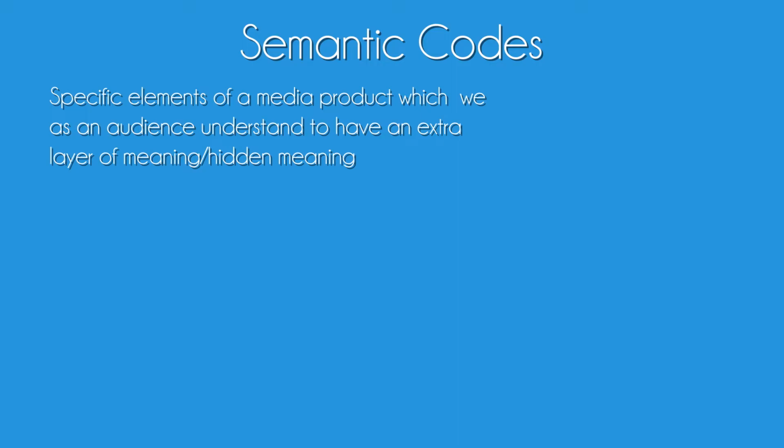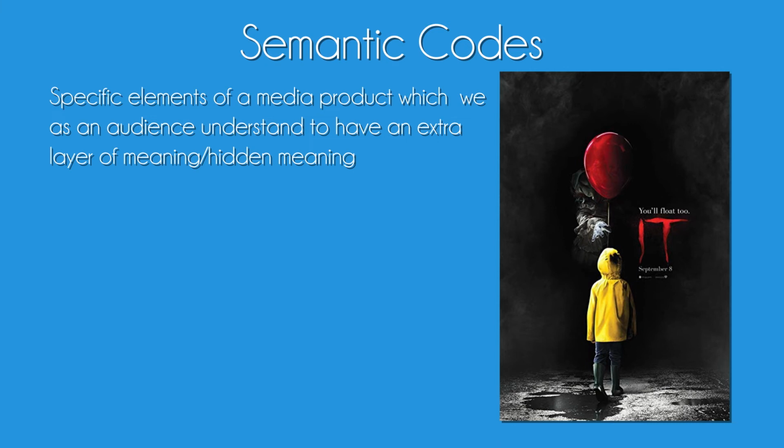So an example would be the use of dark colours and the colour red in horror films and horror film posters to connote danger and blood, such as in the movie poster for It, which we can see on screen now. Additionally, the use of yellow on the boy's coat symbolises youth, innocence and vulnerability. Okay, so the use of colour here has sort of an additional layer of meaning.